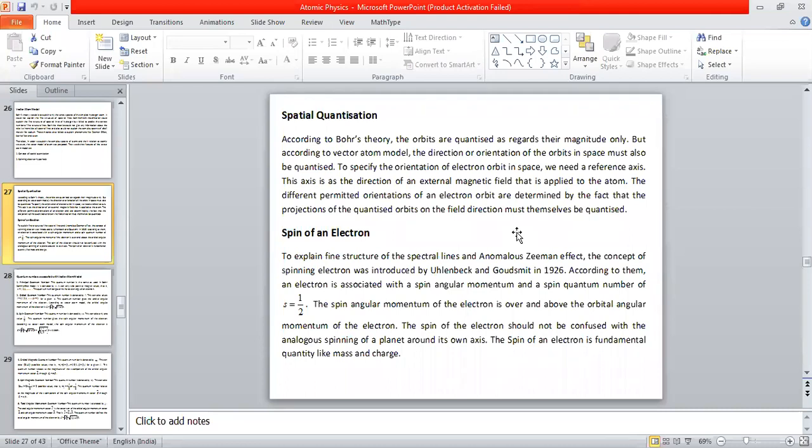Any vector that is associated with the atom has got both magnitude as well as direction. So any vector that is associated with the atom should not only be quantized with respect to magnitude, it should be quantized with respect to direction also.